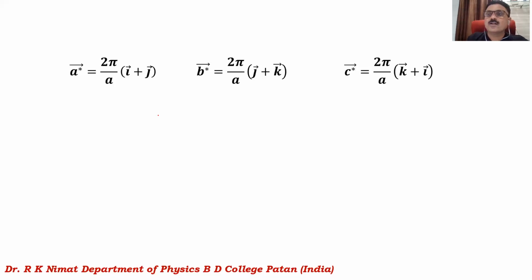So we have obtained the reciprocal lattice vectors of the BCC lattice: vector A star is equal to 2 pi by a into (unit vector i plus j), vector B star is equal to 2 pi by a into (unit vector j plus k), and vector C star is equal to 2 pi by a into (unit vector k plus unit vector i). What we observe here is that the magnitude of the lattice constant of the reciprocal lattice is the same, and it is 2 pi by a.